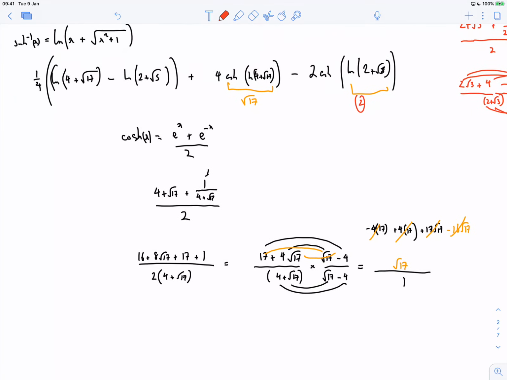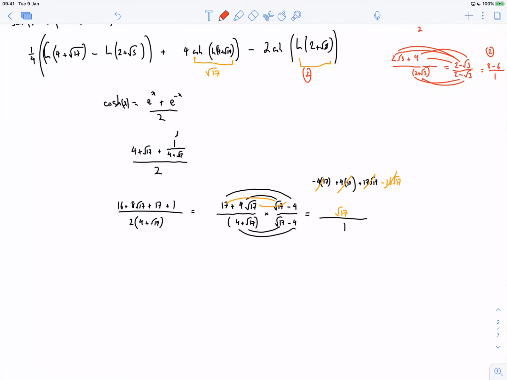So the answer at the end of the day is going to be 1/4 of ln of the first thing, which is 4 plus root 17, over 2 plus root 5, and then plus 4 root 17 minus 2 lots of 2, which is 4.